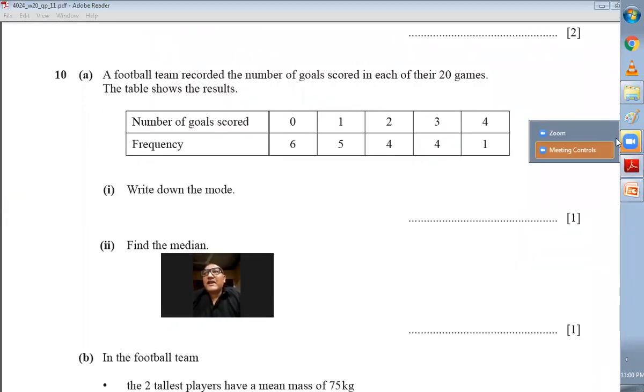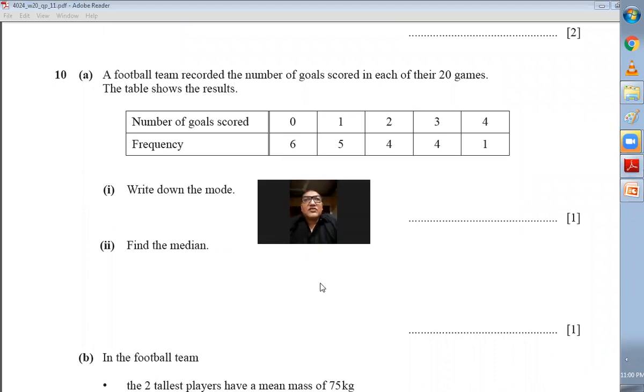So here we have a football team that recorded the number of goals scored in each of their 20 games. The table shows the results. We have number of goals 0, 1, 2, 3, 4, and frequency, that is, how many times that many goals were scored: 6, 5, 4, 4, 1.